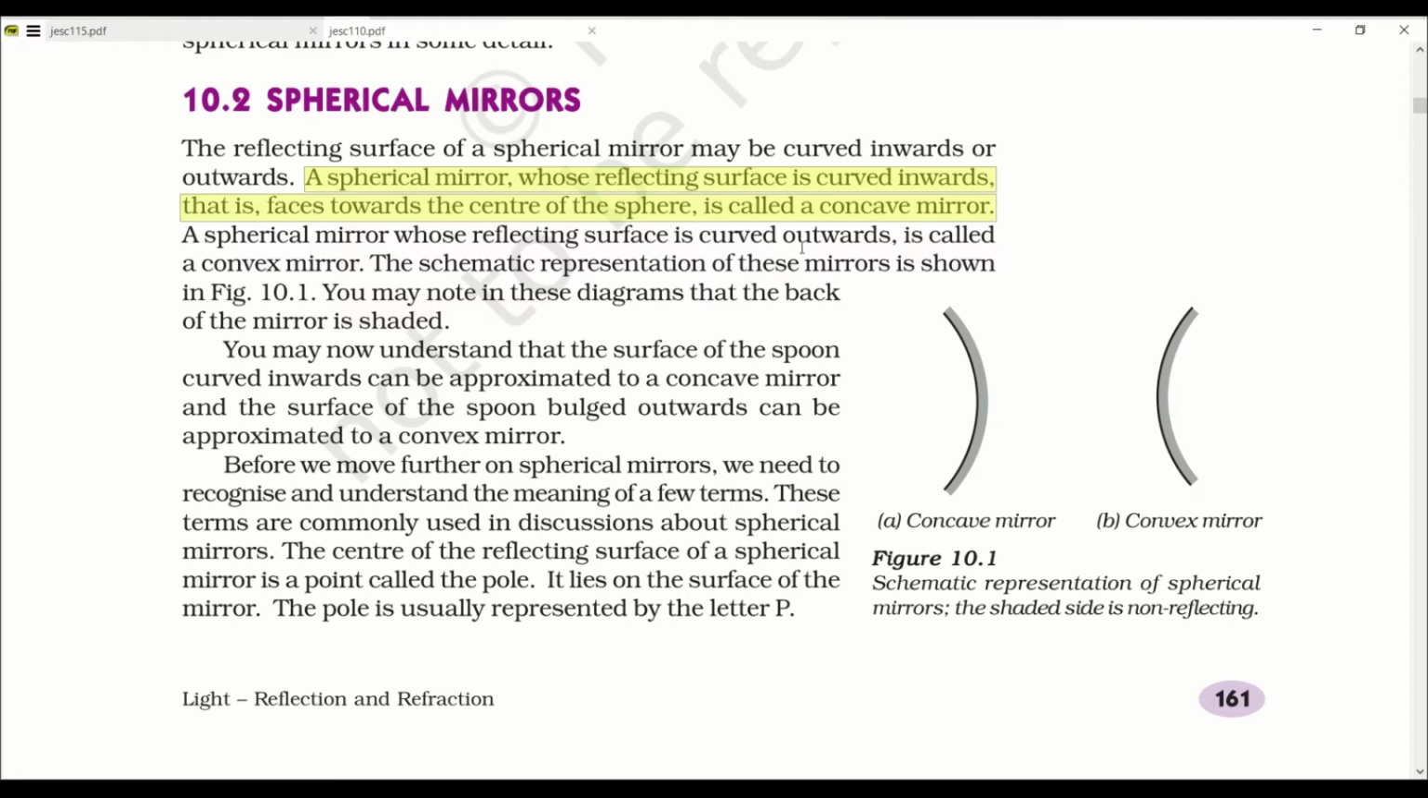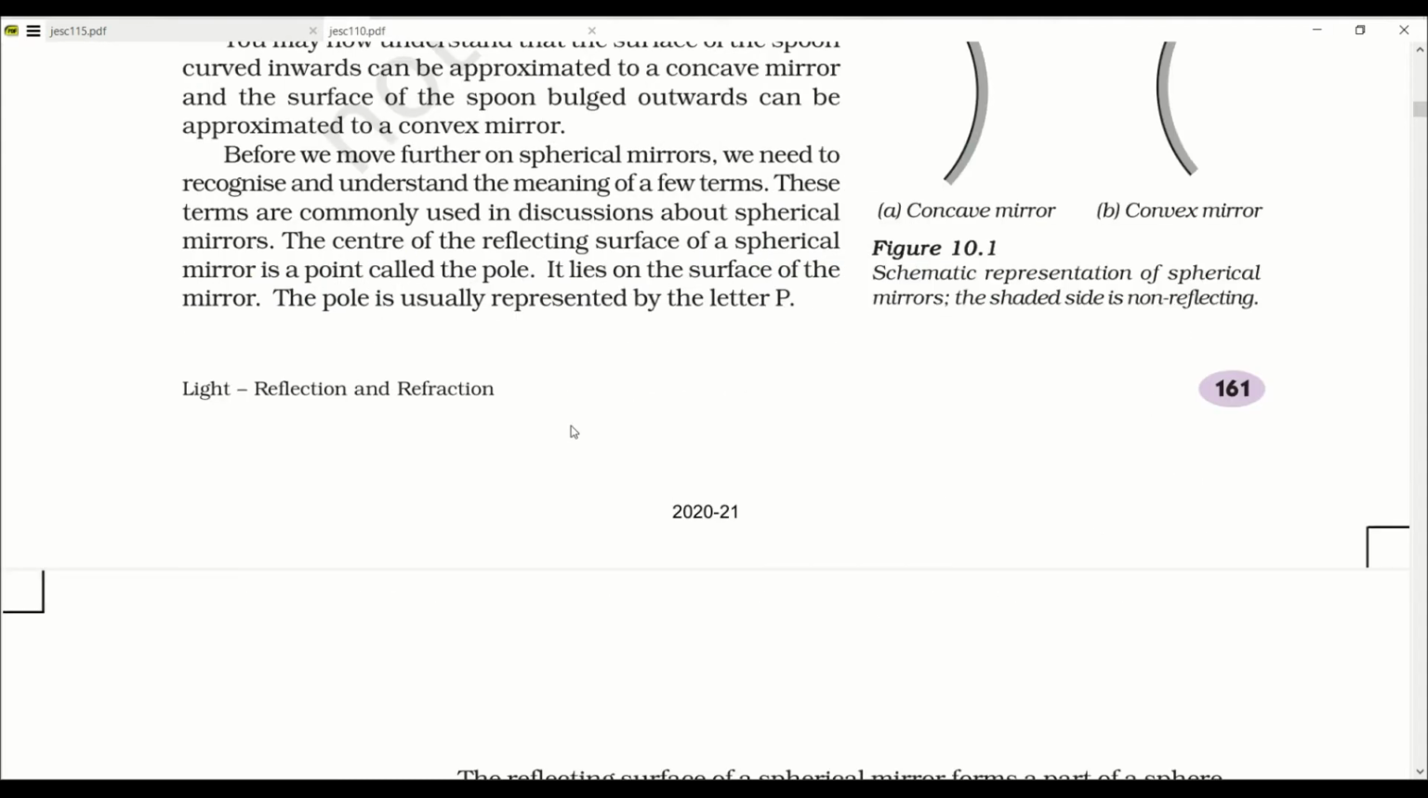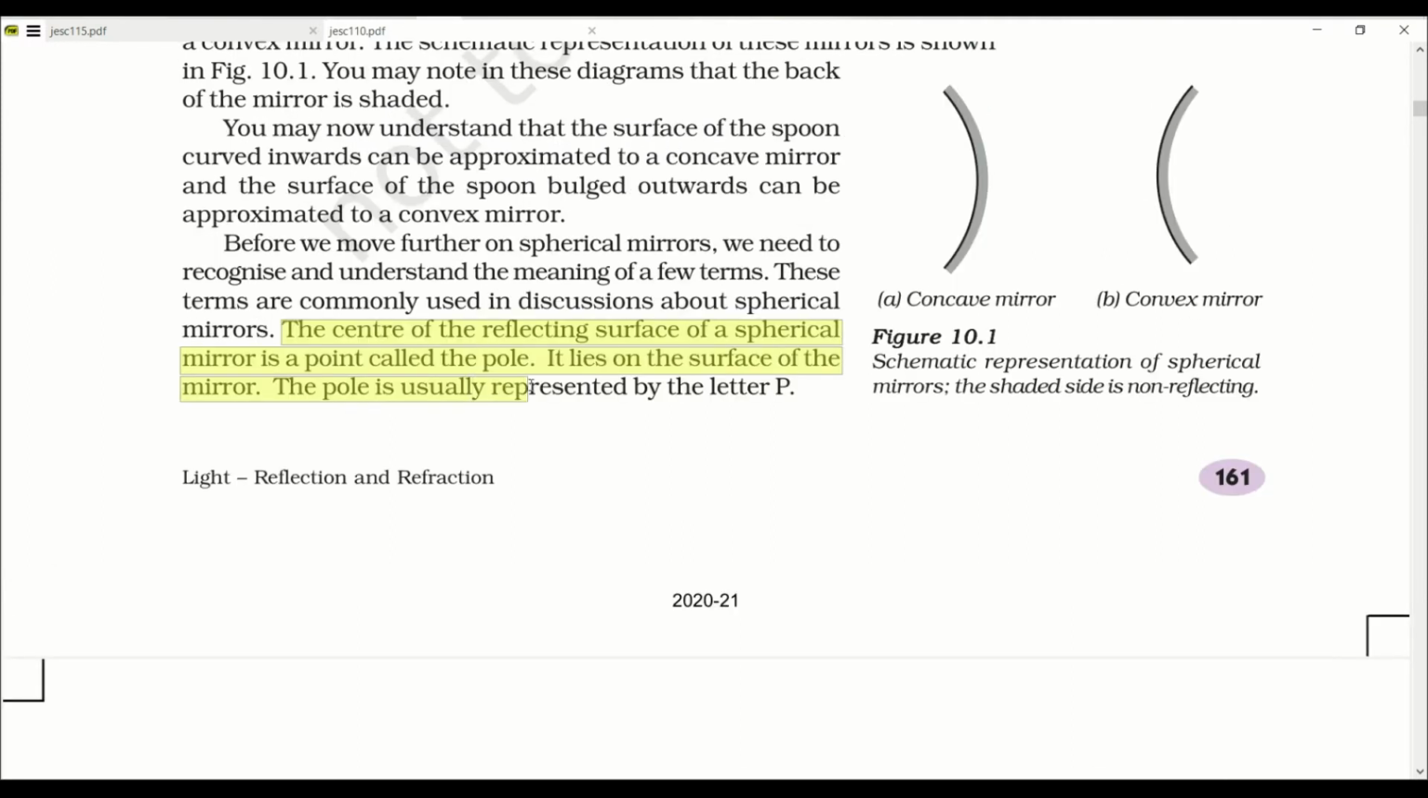A spherical mirror whose reflecting surface is curved inwards is called a concave mirror, and a spherical mirror whose reflecting surface is curved outwards is called a convex mirror. So there are two types of spherical mirror, a concave mirror and a convex mirror. Now before we study curved mirrors, we have to study certain terms. The center of the reflecting surface of the spherical mirror is called the pole. It lies on the surface of the mirror, usually represented by the letter P.